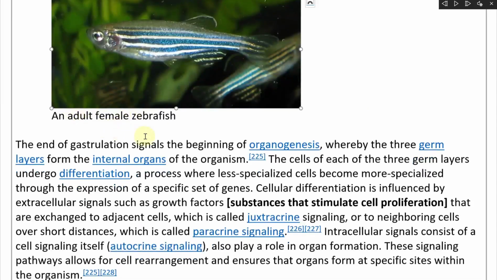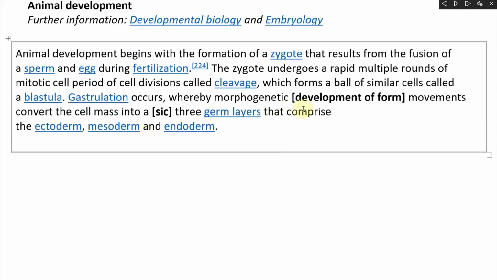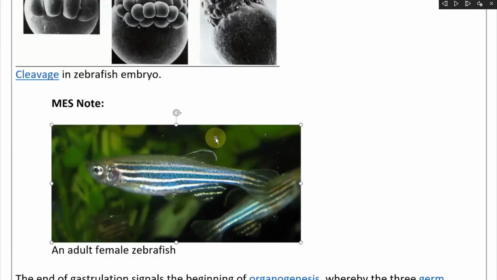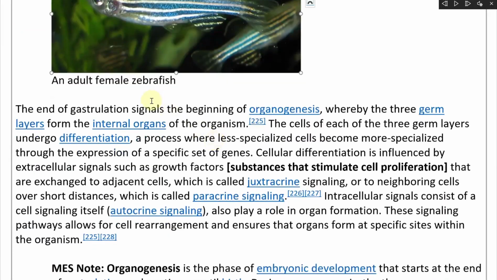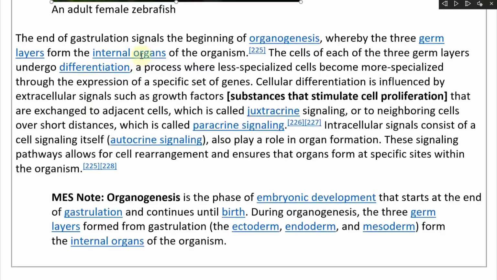The end of gastrulation. See that gastrulation again. Gastrulation occurs whereby morphogenetic movements convert the cell mass into the three germ layers. And the end of gastrulation signals the beginning of organogenesis, whereby the three germ layers form the internal organs of the organism. The cells of each of the three germ layers undergo differentiation, a process where less specialized cells become more specialized through the expression of a specific set of genes.